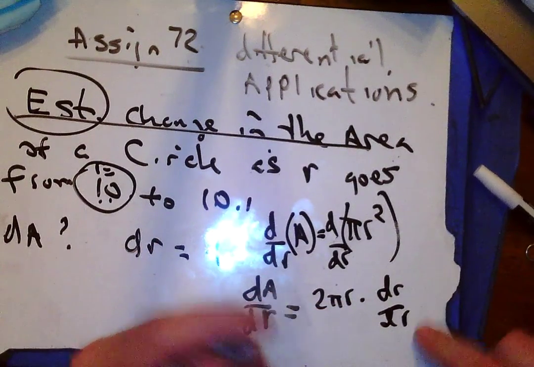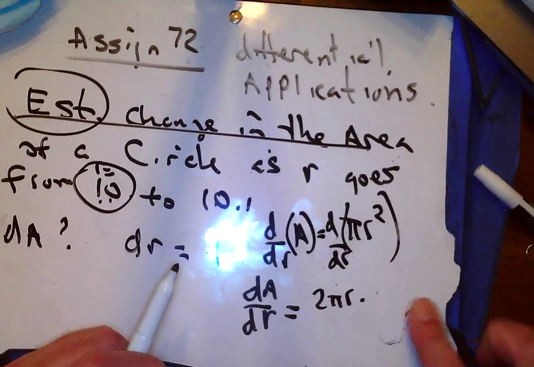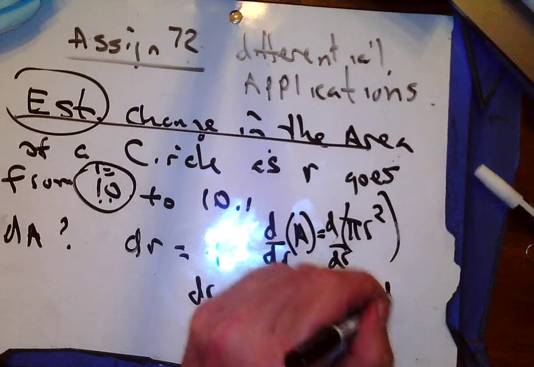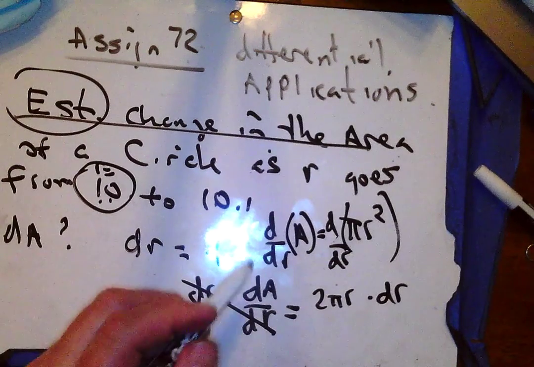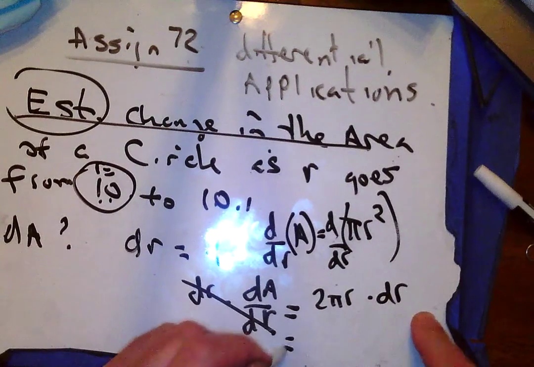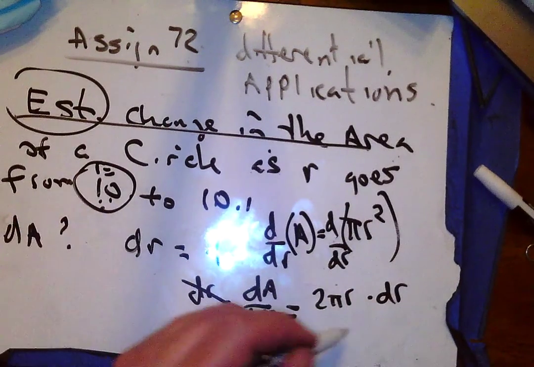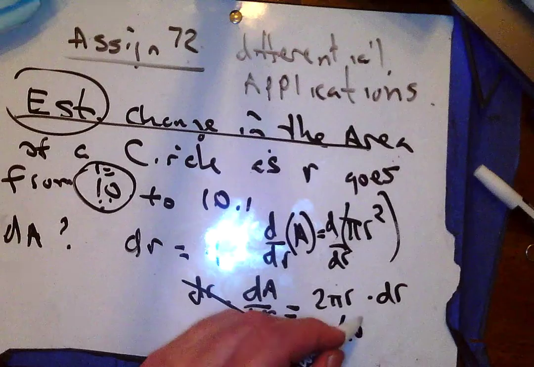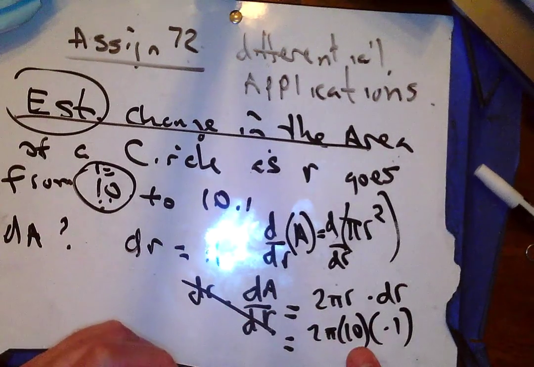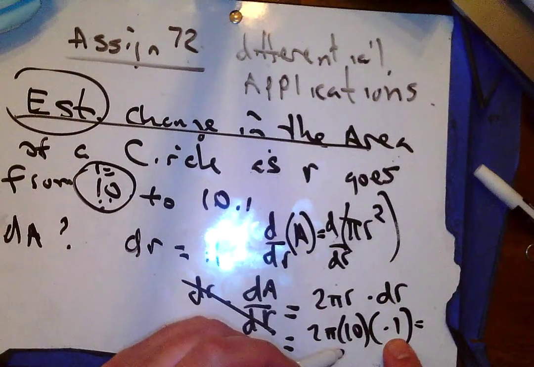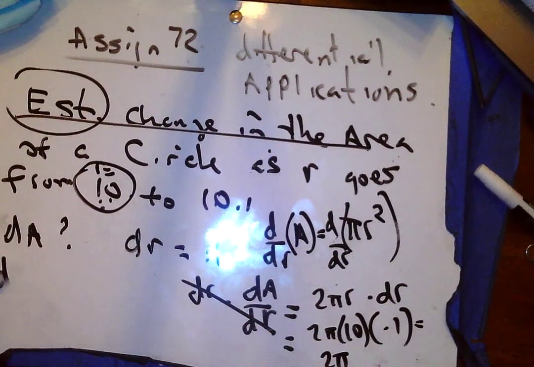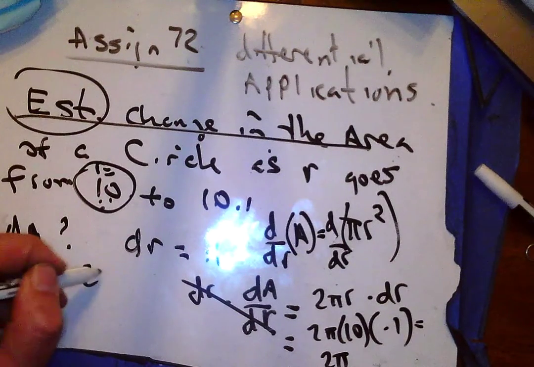Oh, look, dr/dr is just 1. So this is what we have now. Let's multiply both sides by dr. And so now I have dA is 2 pi r dr. Well, what was our radius? 10. 2 pi 10. What was our dr? 0.1. So 20 pi times 1/10 becomes 2 pi. And so dA is 2 pi.